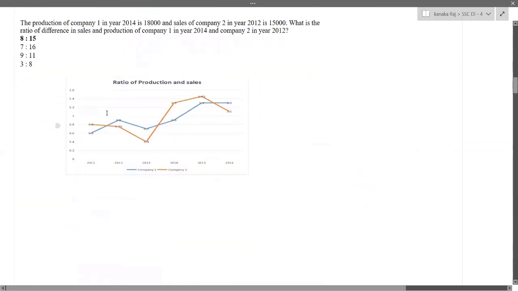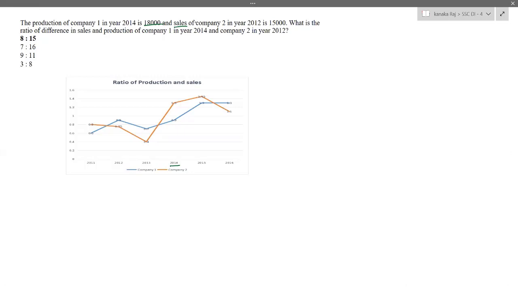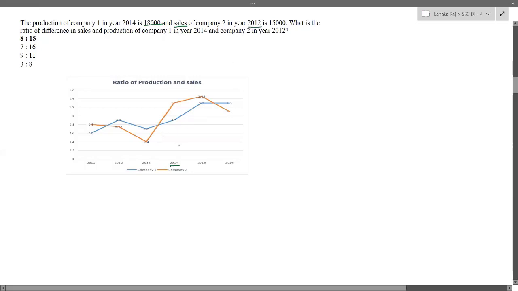So what does it say? The production of company 1 in the year 2014. They're talking about 2014 and company 1 is 18,000. And sales of company 2. Here they're talking about production for company 1, and for company 2 it is about sales. So be careful, people. Don't take production for both the companies. For company 1 it is production, and for company 2 it is sales. In the year now they're talking about 2012 for company 2. So for company 2, we need to consider the year 2012. That is 15,000.